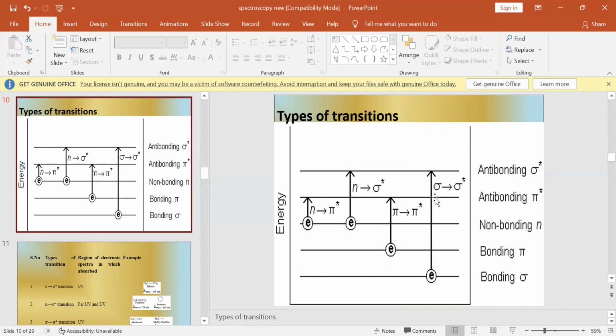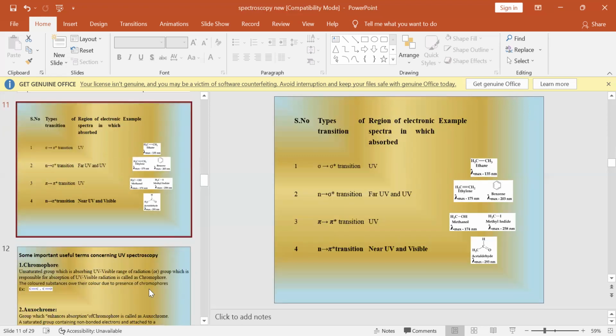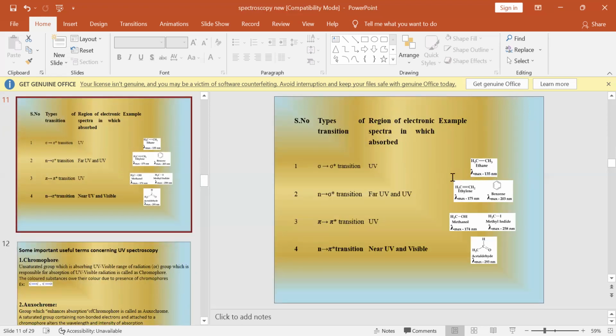Here the examples are alkanes and cycloalkanes. Alkanes and cycloalkanes, you can take as an example. Here saturated compounds should be present. Whatever compound you take as an example should be a saturated compound.